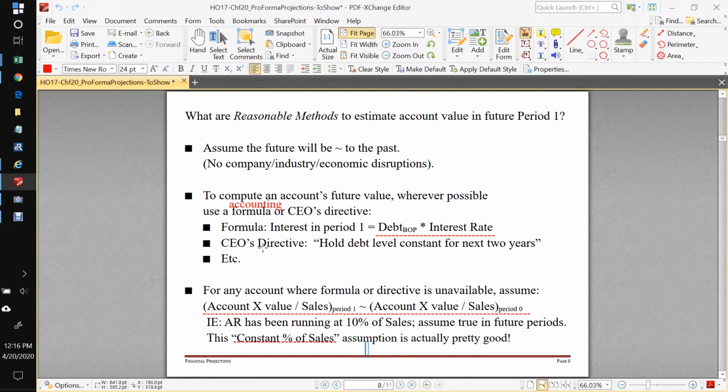Okay, so these are our reasonable methods. No big disruptions, the future sort of looks like the past. Wherever we have an accounting formula or a company directive, we'll use that to project forward. And wherever we don't, we're going to use this constant percent of sales assumption.